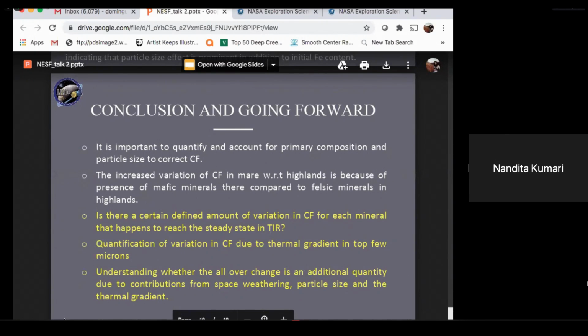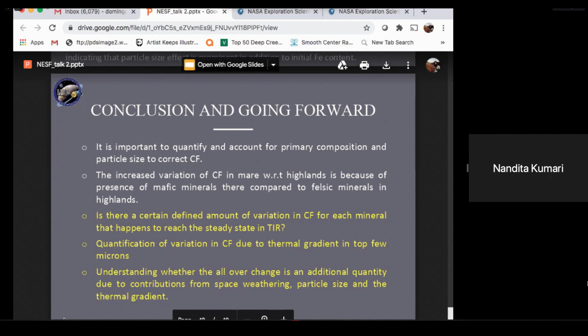Conclusion and going forward. So first thing is that most of the corrections that have come for CF do not take into account the initial, primary composition of iron in the mineral. So we need to take that into account to quantify these changes and also to explain these changes. As I said, the increased variation is due to the presence of different minerals with different iron composition in these two locations.